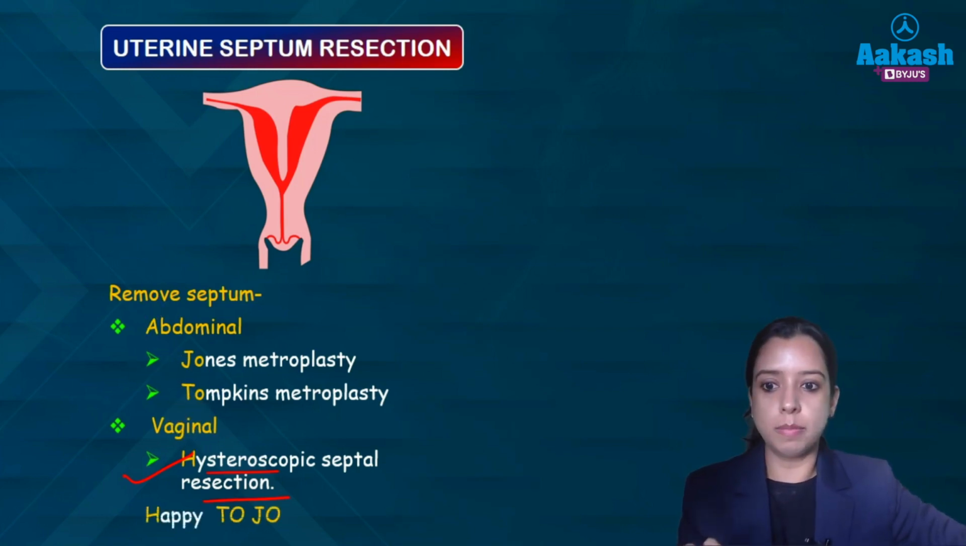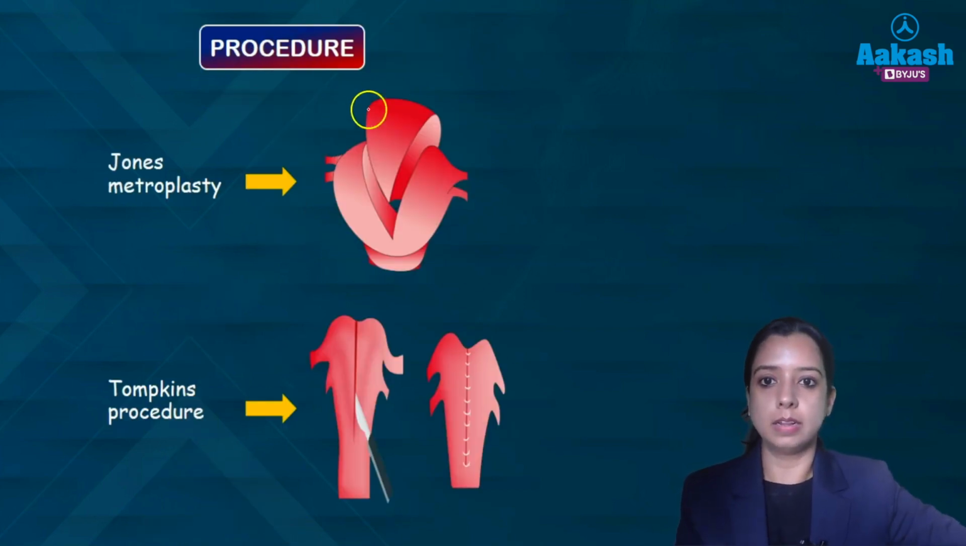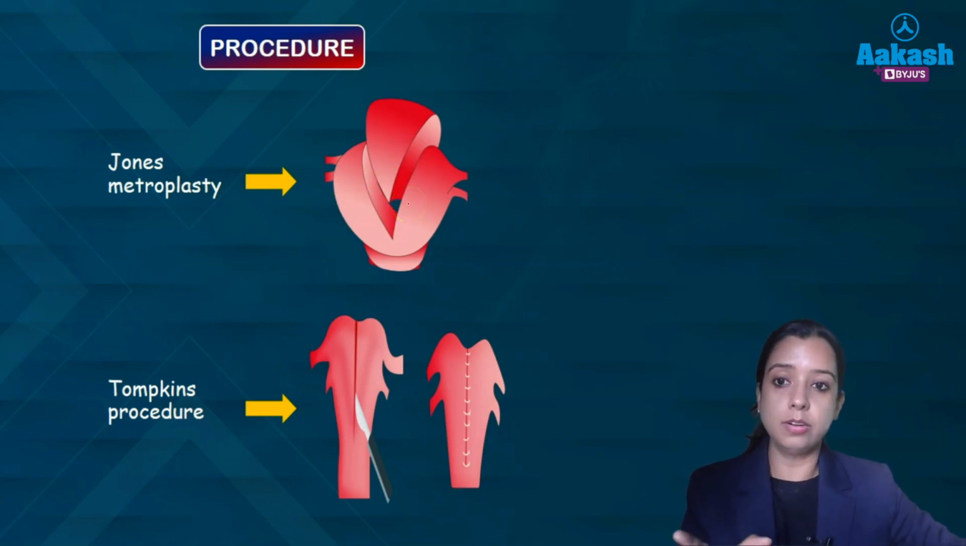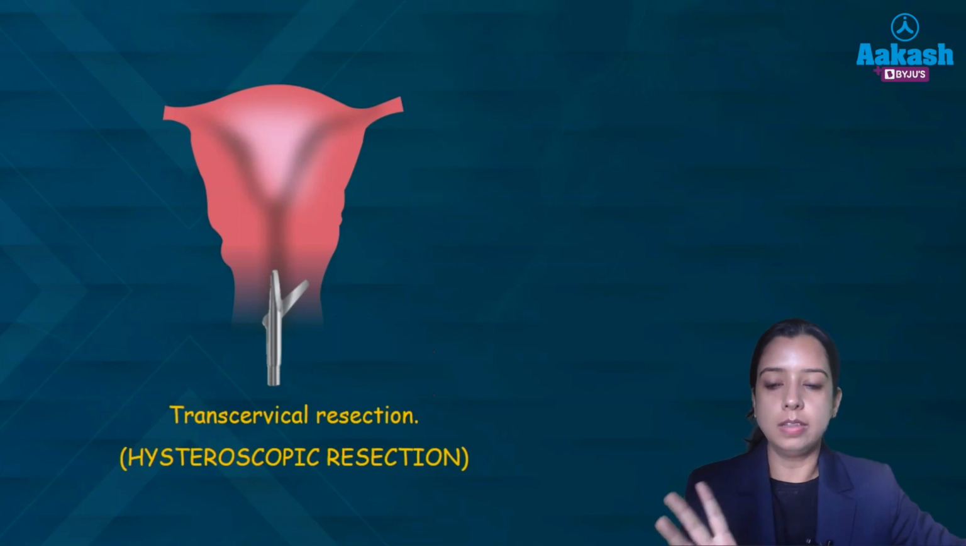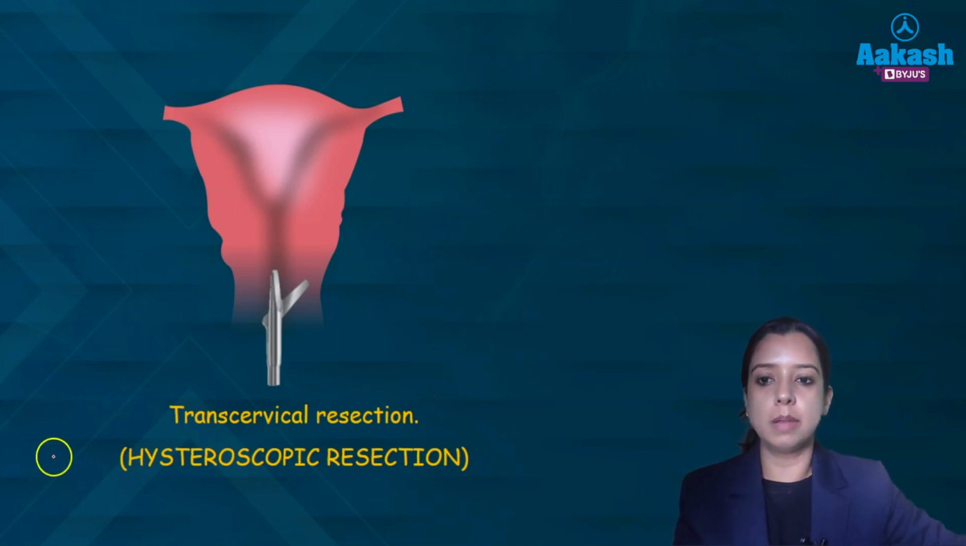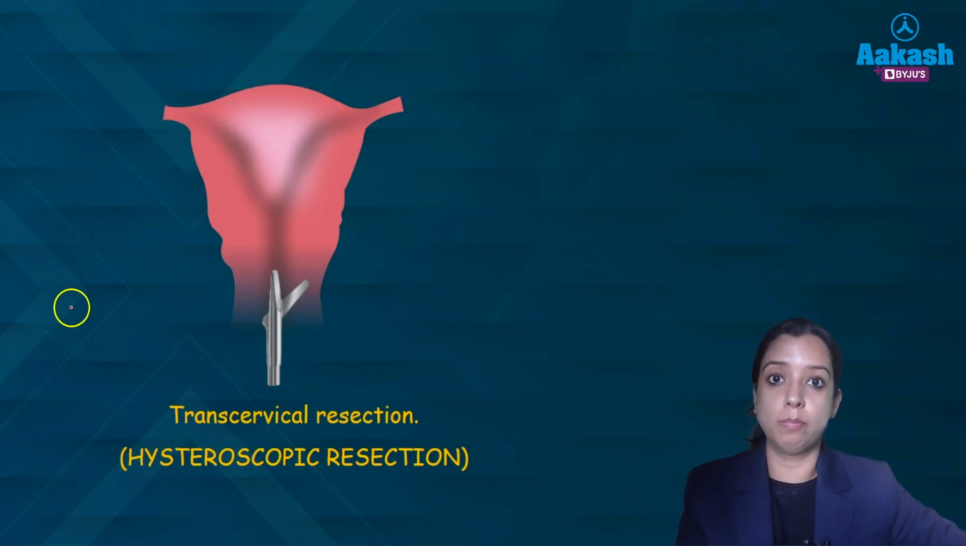Still, if you want to remember the names, you can remember them by Happy Tojo. Happy Tojo is for uterine septum resection: Hysteroscopy, Tompkins and Jones metroplasty. We have seen that the septum is removed and such a big cut is made and the uterus is stitched. That is why they don't have a good obstetric outcome. Whereas here, just the resection is done. It can be done using scissors or a resectoscope or even laser.